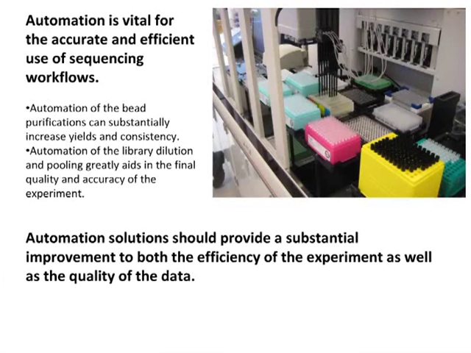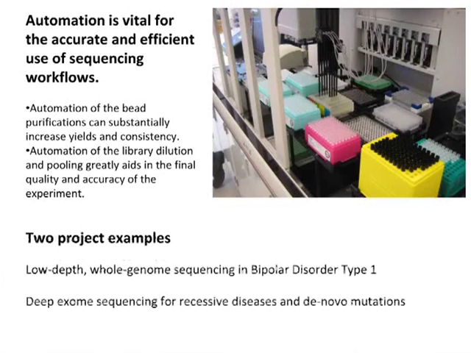So in summary, automation solutions should provide a substantial improvement to both the efficiency of the experiment as well as the quality of data. And that metric is how we determine whether or not we'll actually put additional development effort into a particular automation scheme.